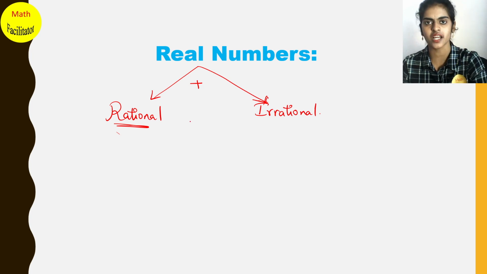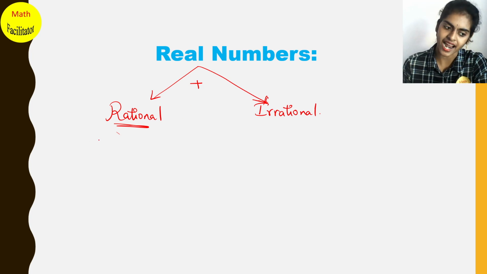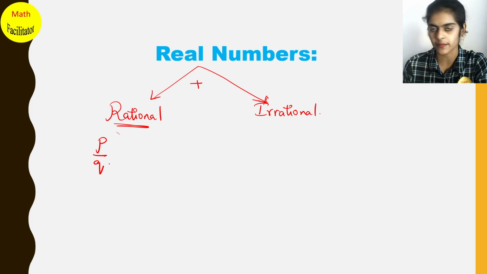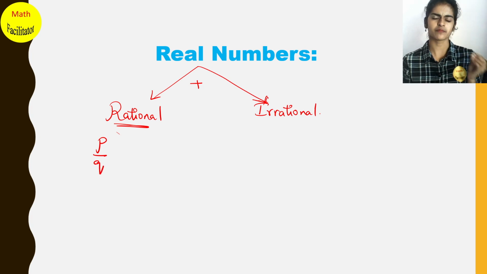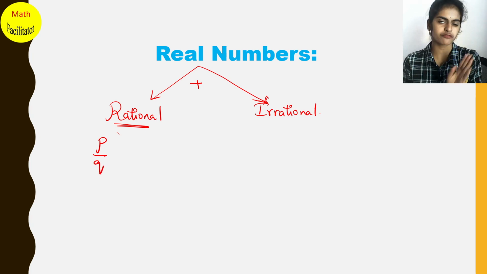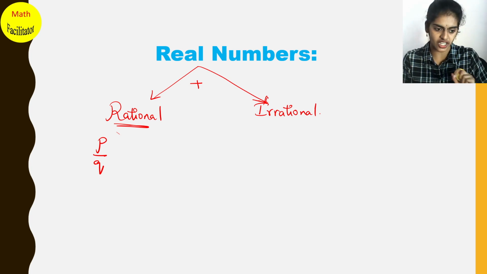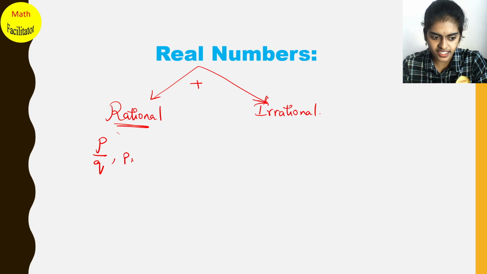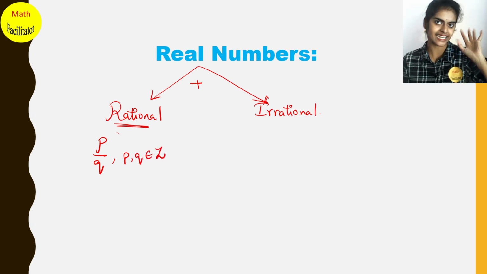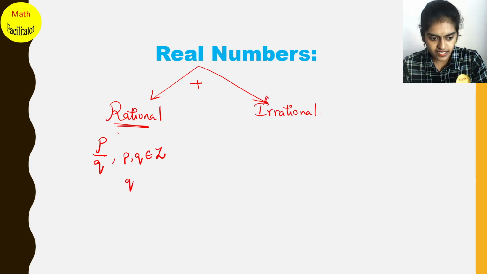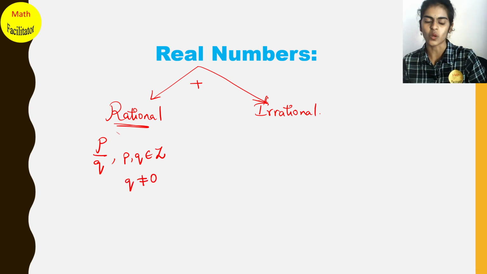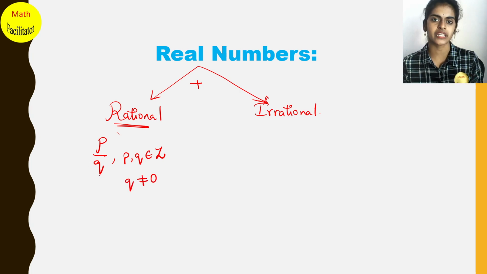Now what are rational numbers? Rational numbers are the numbers which are of the form p by q. Okay, in simple words I can say which are of the form of fractions. Okay, numerator and denominator, p by q form, and where this p and q belong to integers. Okay, p and q can be any integer, and this q should not be equal to 0. This denominator should not be equal to 0.